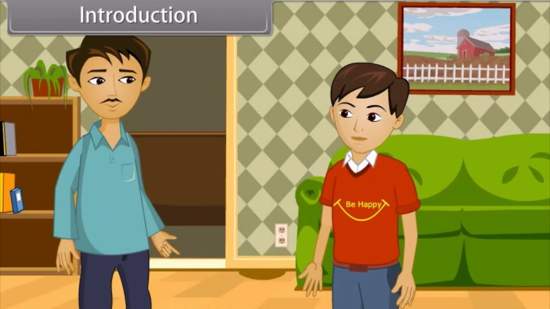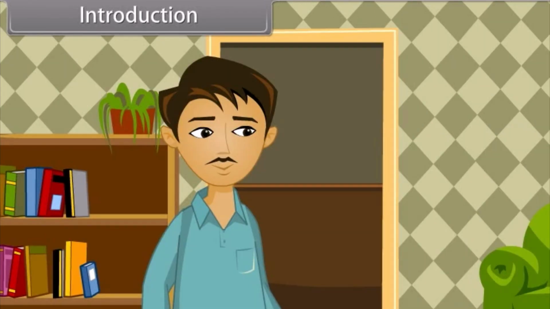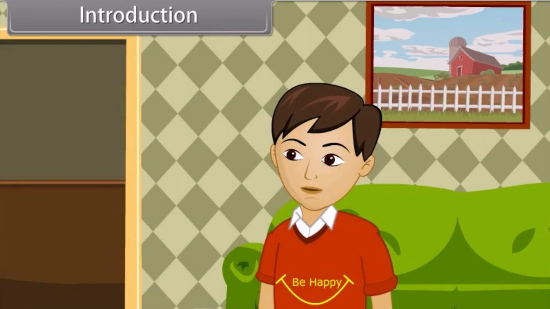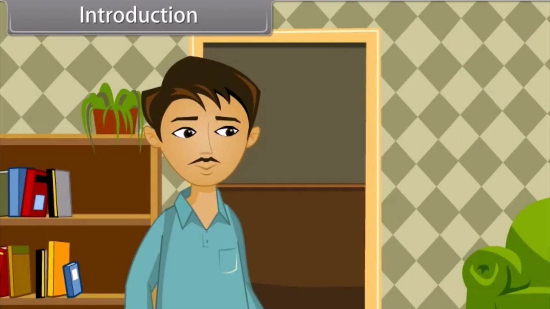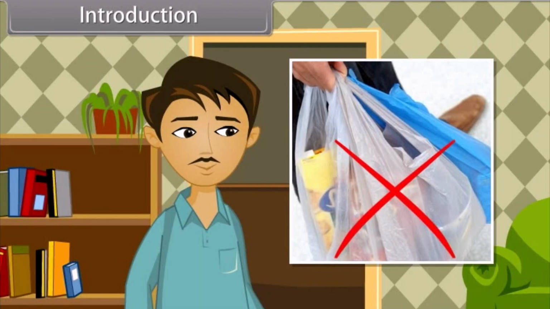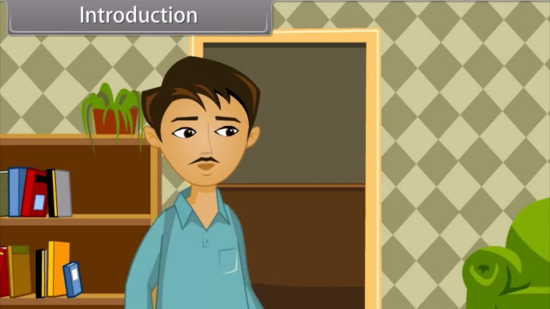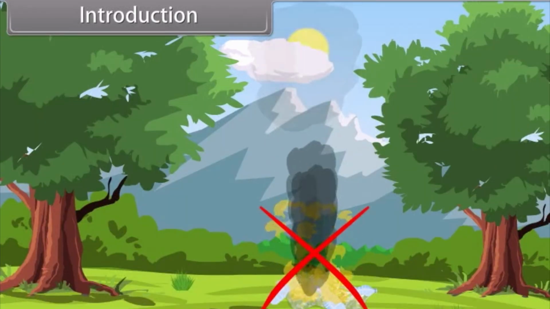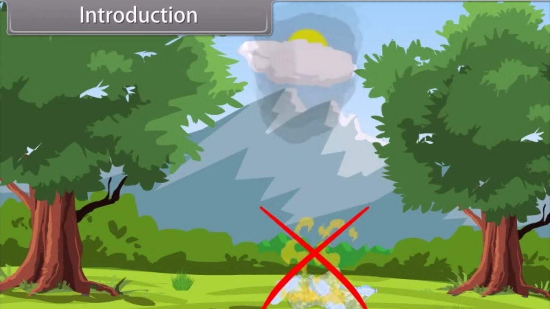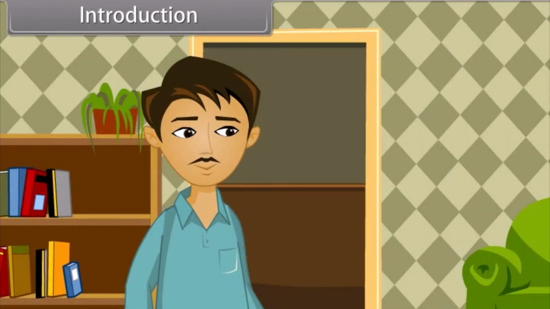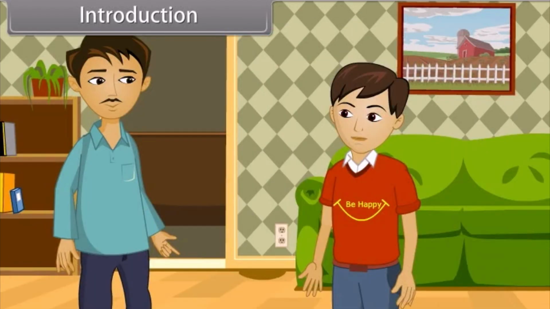Good morning, Dad. How are you? I'm good, Karen. Where are you going? I'm going to market and I'm looking for plastic bag. You should say no to plastic bags, Karen. But why, Dad? Because plastic is very harmful for the environment. And once they're used, most plastic bags go into landfills. And on burning, they release toxic gases that are very dangerous to environment as well as human health. Okay, Dad. From today, I will not use plastic bags.